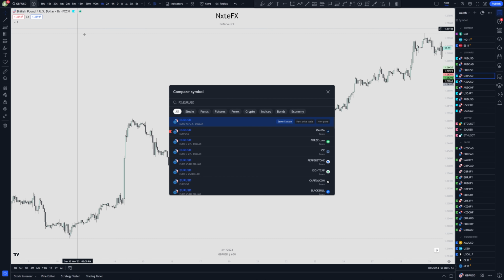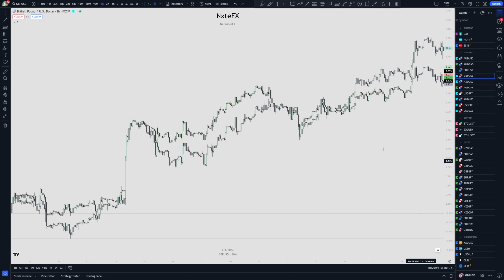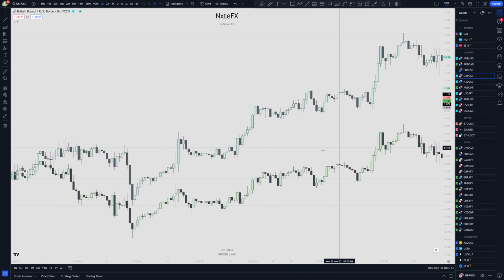Right. Usually best when you've got the same broker too. Now we have this here. So all these are at the same time with similar price action. That's one way. Make sure sometimes you might have a line instead of candles.